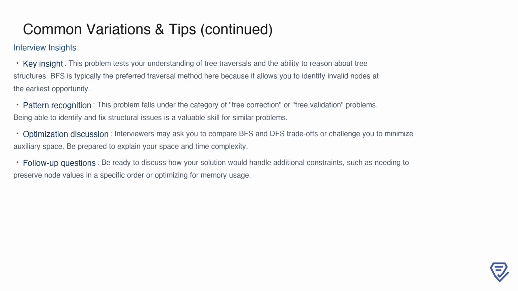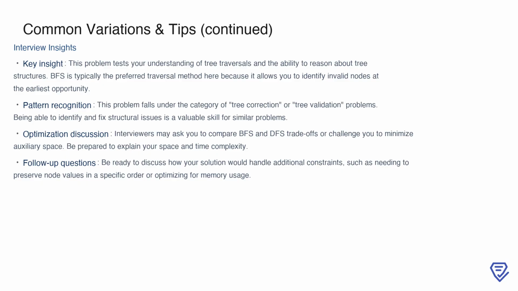This problem is often seen in interviews because it tests your understanding of tree traversals and your ability to reason about tree structures. A key insight here is that BFS is generally preferred because it allows you to detect invalid nodes as soon as possible. This aligns with the problem's requirement to identify structural violations level by level. The problem also falls under the broader category of tree correction or tree validation problems, which require you to identify and resolve structural issues, a skill that's valuable in many tree-related challenges.